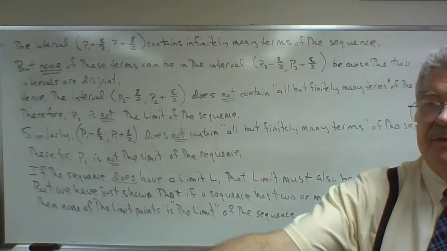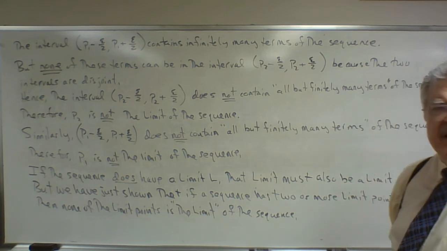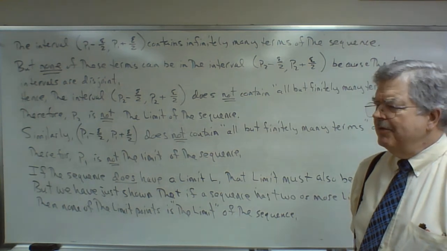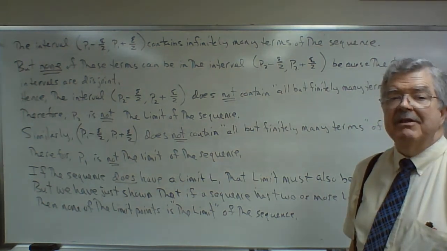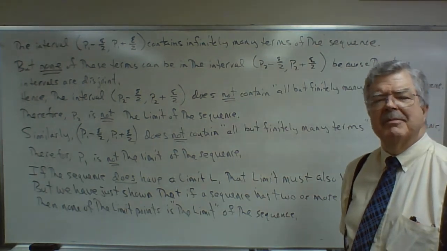Okay, I said a mouthful. We assumed that the sequence had at least two distinct limit points, and we showed that those distinct limit points could not be the limit of the sequence. Neither of those distinct limit points could be the limit of the sequence.